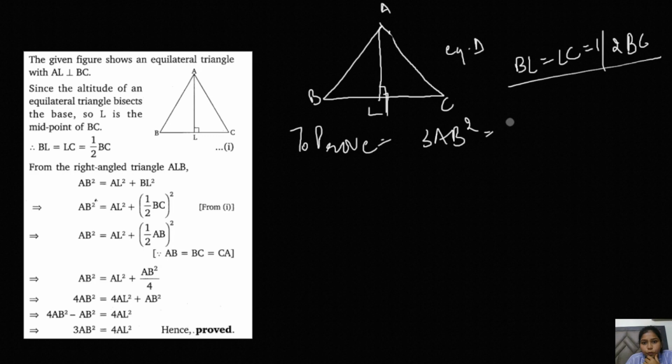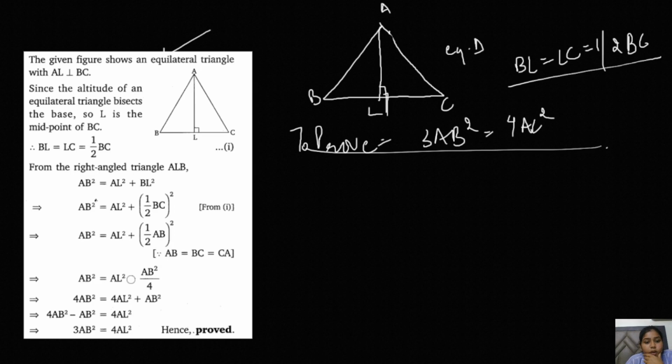From the right triangle ALB, AB square will be equal to AL square plus LB square. Why? Because by the Pythagoras theorem we can say that, and apart from BL we can write half of BC here. So AB square equals AL square plus half of BC whole square. Why AB? Because BC is equal to AB is equal to AC, as the given triangle is an equilateral triangle. So AB square is equal to AL square plus AB square by 4.